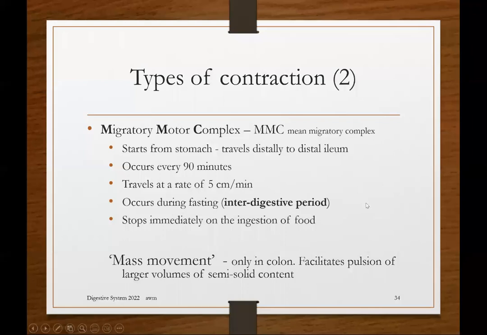But I just want you to know that there are different patterns of contraction. So peristalsis is the generic name. It's the general thing that's going to happen: the distension of the wall, resulting in relaxation ahead and contraction behind. But you have different patterns of contraction depending on which region of the gut you're in.